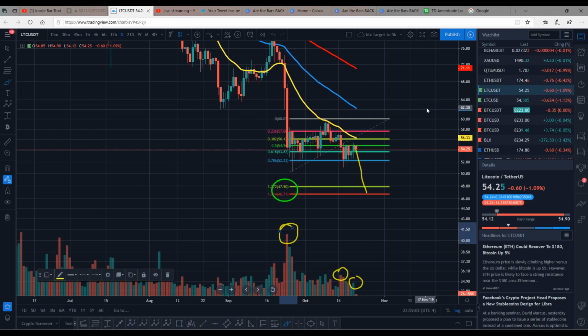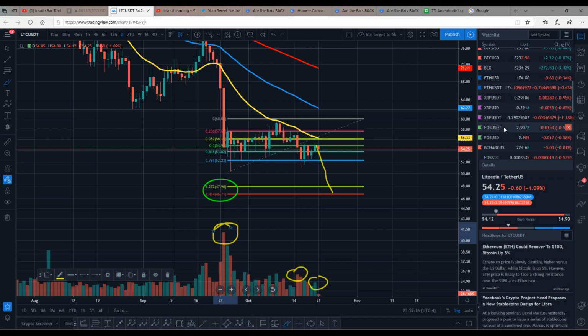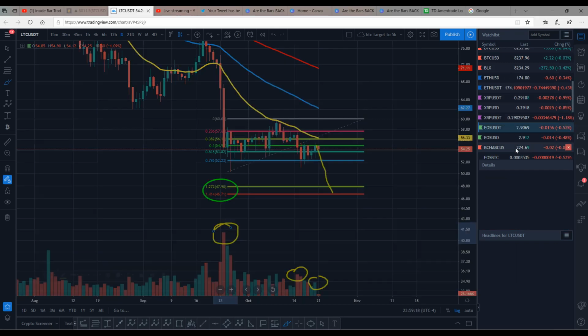XRP looks like it is ready to drop. Let's take a look at XRP, because XRP is very interesting, guys. I have something very interesting to show you about XRP too. The next coin we're going to take a look at is EOS. All right, after Ethereum, next EOS.